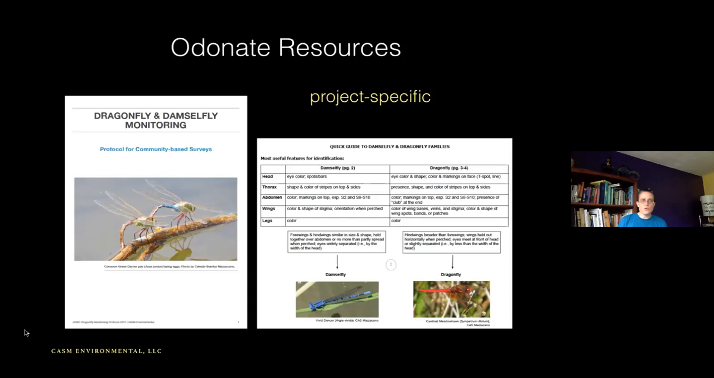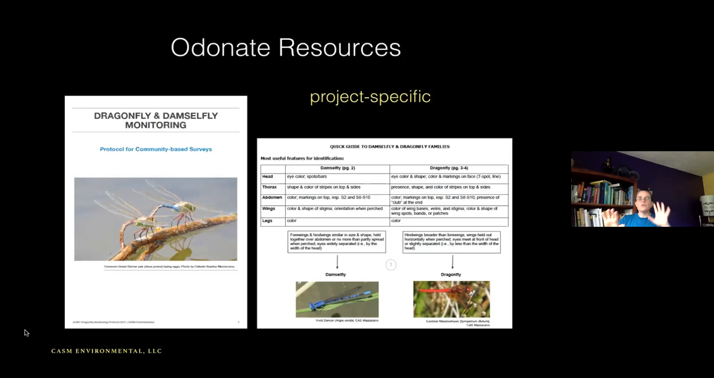After the first or second year of the project, one of the volunteers said, I feel like I spend a long time when I'm trying to identify something, just flipping through page after page in my field guide, because I don't know which family to go to right away. And I thought, oh yeah, that's a really valid statement. So we put together this quick guide to families that will first of all help you separate into, am I looking at a dragonfly or a damselfly?